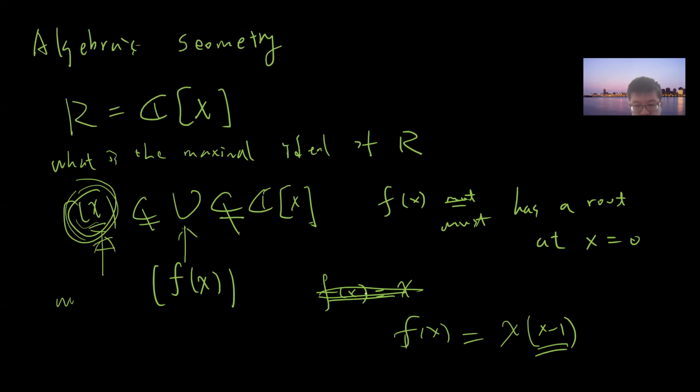So if you say that your f(x) is generated by x times (x minus 1), then it's not allowed, right? So you see, in this case it's hard to understand why (x) is a maximal ideal. It's not very obvious now. Okay, so we will talk about the theorem that shows why (x) is a maximal ideal. In this example, I forget how to make the argument that this is a maximal ideal from the definition.